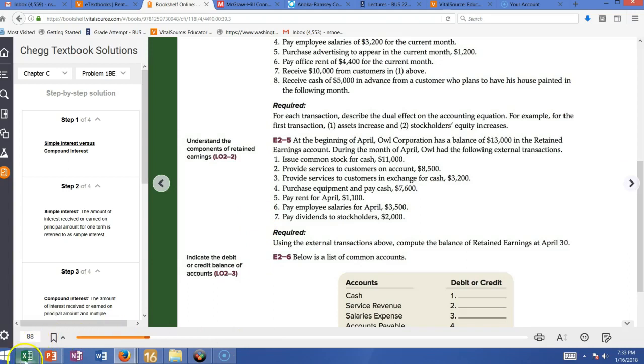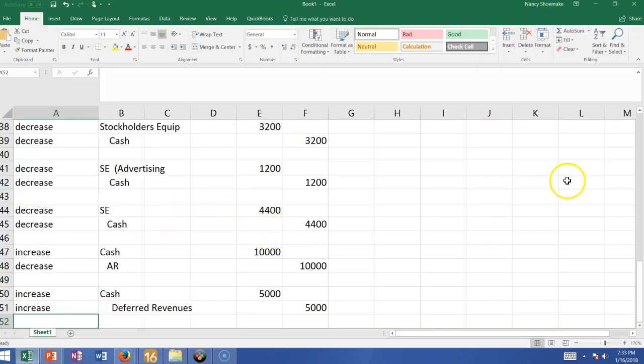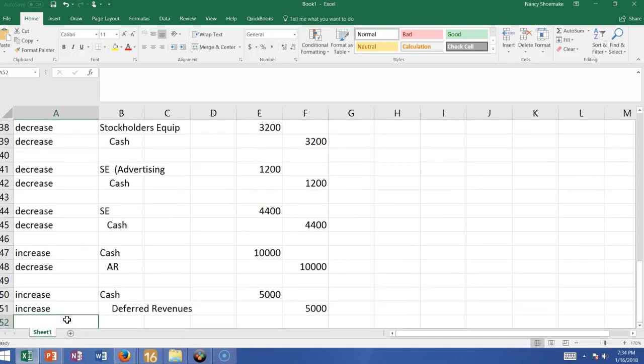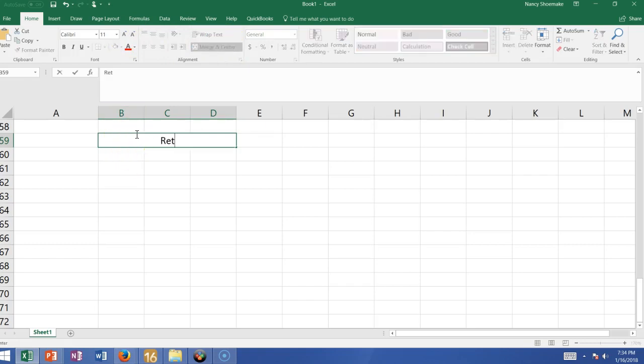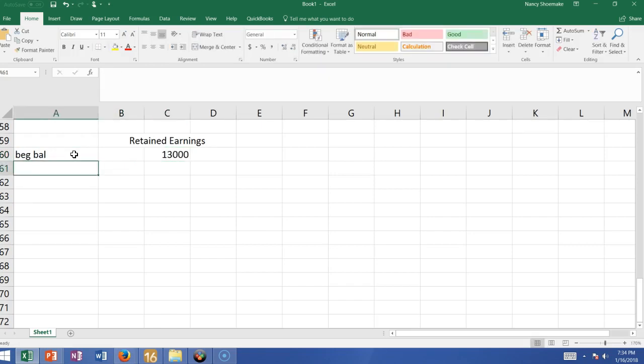So I'm going to create an account for good old Owl. I'm going to call it Retained Earnings. And we're going to start with a beginning balance of $13,000, was it? Okay.